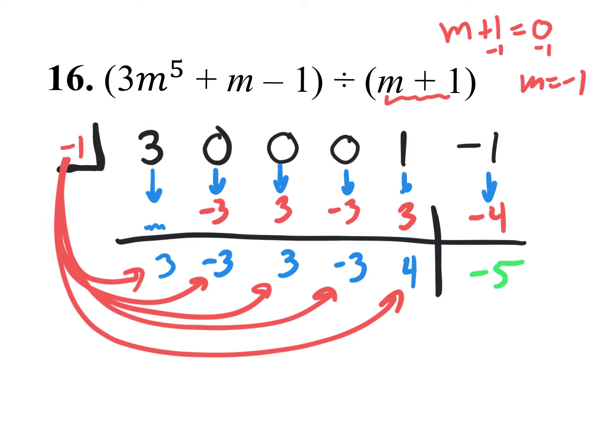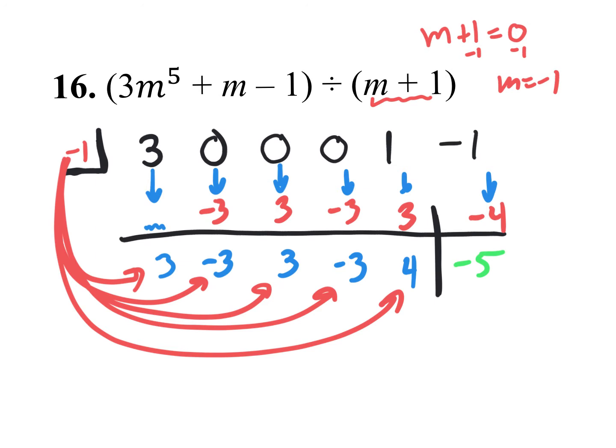So this right here is your answer. However, what you need to do is think this first term, 3m to the 5th, divided by m. That's going to give you the first part of your answer. Now, what is 3m to the 5th divided by m? 3m to the 4th, right? So if you look at this first number, it's already a 3. All you need to do is put an m to the 4th right next to it. Oh, man. So let me make some space here.